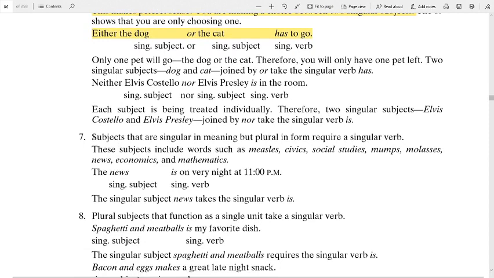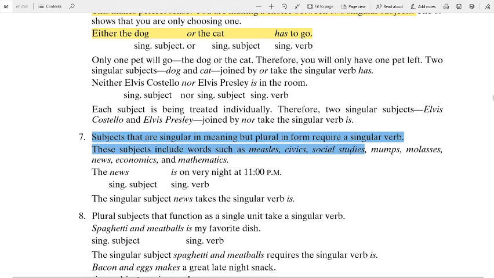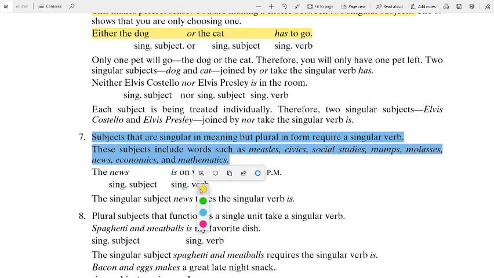Next rule, subjects that are singular in meaning but plural in form require a singular verb. The meaning is singular but the form is plural. Sometimes, in most of the cases, we detect plural subjects just by seeing whether there is s or es after the subject or not.